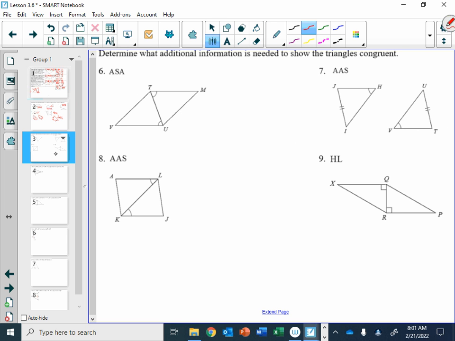Okay, so these are like 1 through 3 on your homework last night, from Friday. Determine what additional information is needed. When you're asked a question, determine what additional information is needed. You only need one thing. If it looks like more than one thing is missing, one of them is your quote-unquote obvious. So remember, you're looking for the non-obvious.